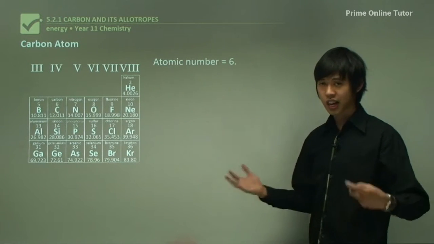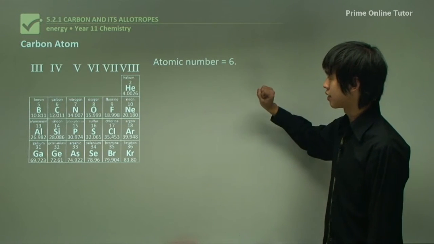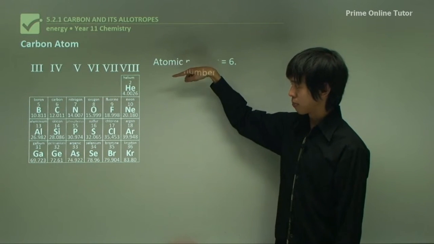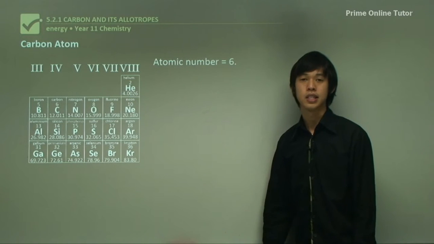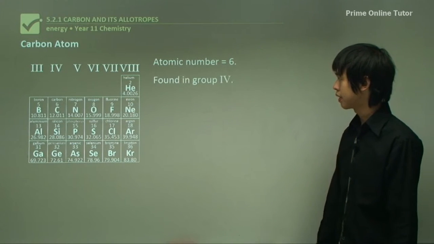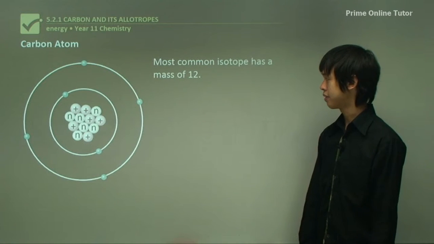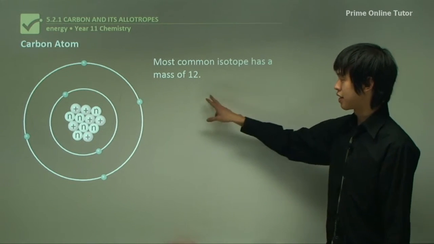So what is the carbon atom, and how do we define it? Well, it's atomic number 6. If we look at our little periodic table diagram, it's right over there in group 4, and its atomic number is 6. Now again, found in group 4, which is to be expected. And the most common isotope has a mass of 12.